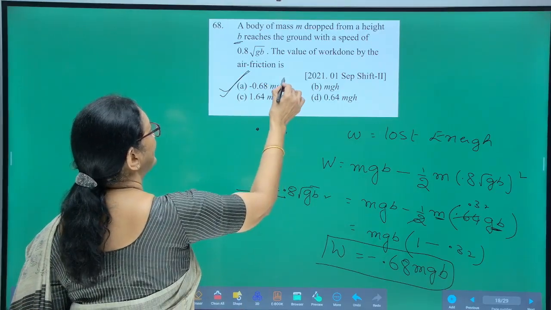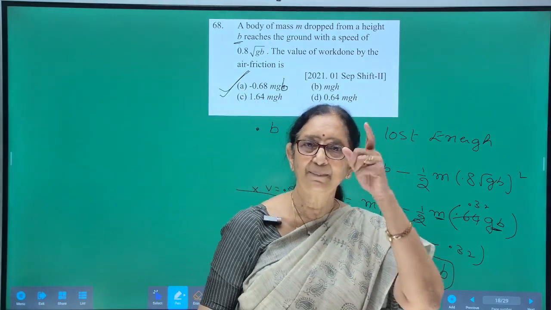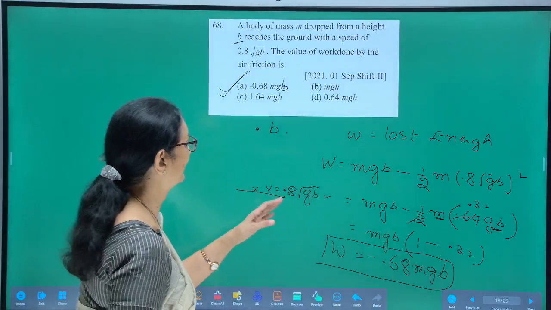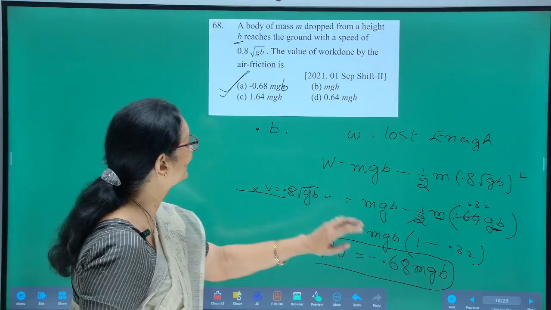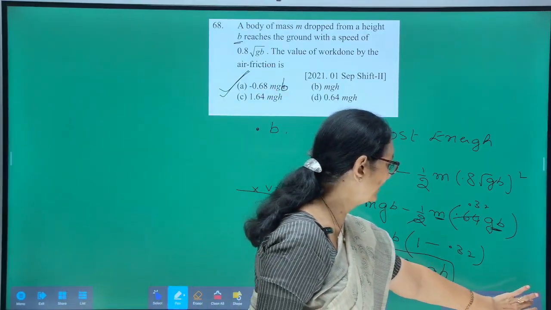In the options, there is a printing mistake: instead of b, he has taken the maximum height as h. So, the correct choice is minus 0.68 mgb. That is the right answer. Move on to the next.